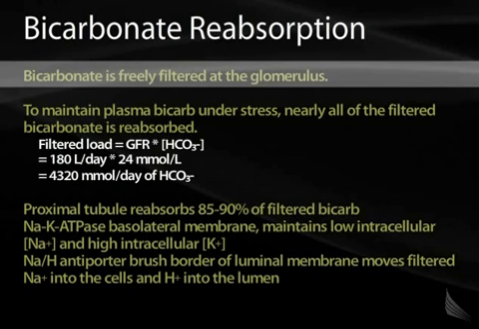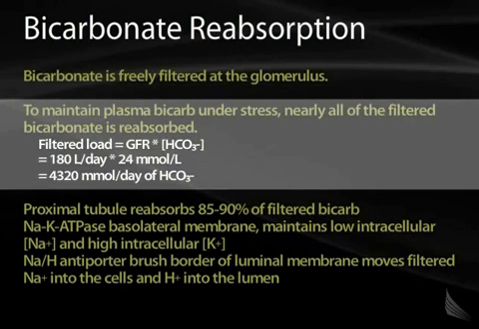Bicarbonate is freely filtered at the glomerulus in essentially the same concentration present in the blood. However, to maintain plasma bicarbonate under stress, nearly all the filtered bicarbonate is reabsorbed. This is approximately 4,300 millimoles per day of bicarbonate. The primary segment of the nephron responsible for bicarbonate reabsorption is the proximal tubule. As we walked through previously, the reabsorption of bicarbonate is indirectly coupled to the reabsorption of sodium via the activity of carbonic anhydrase and the sodium-hydrogen exchanger in the proximal tubular cell.